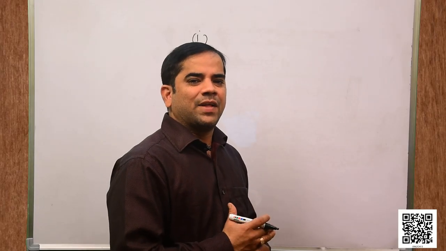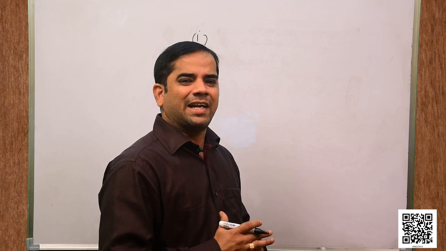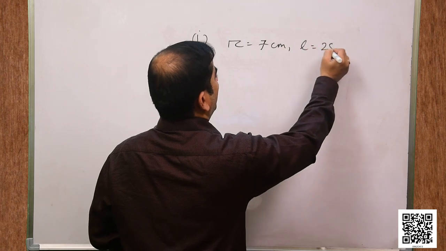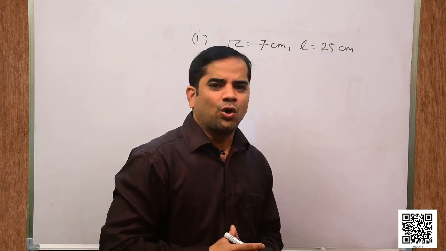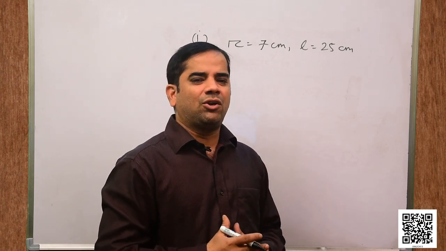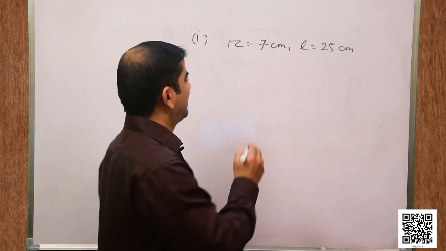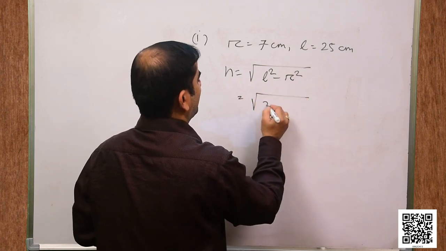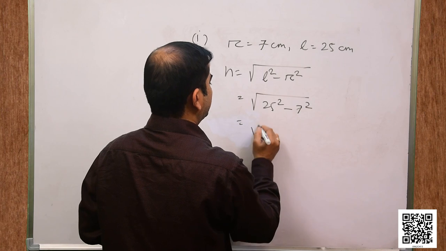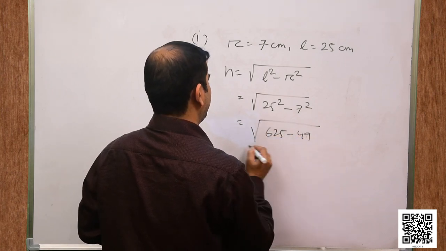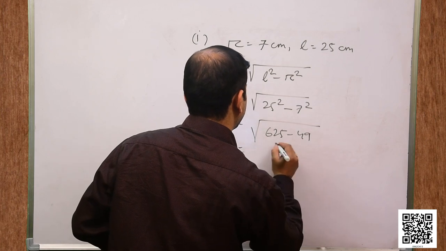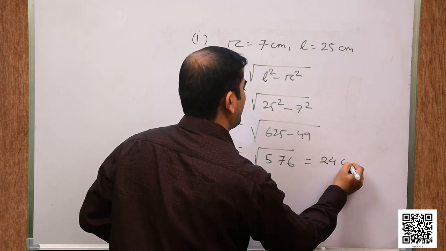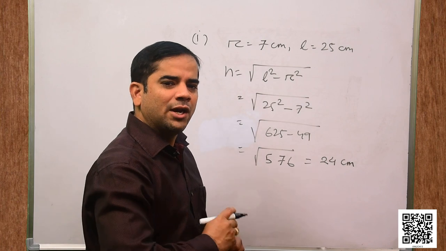Students, for bit 1, the radius is 7 centimeter and slant height is 25 centimeter. So, r is 7 centimeter and l is 25 centimeter. To find out the volume, we need to have the height. So, let us find the height. h is equal to square root of l square minus r square, that is square root of 25 square minus 7 square, that is 625 minus 49, square root of 576, that is 24 centimeter. So, height is found to be 24 centimeter.